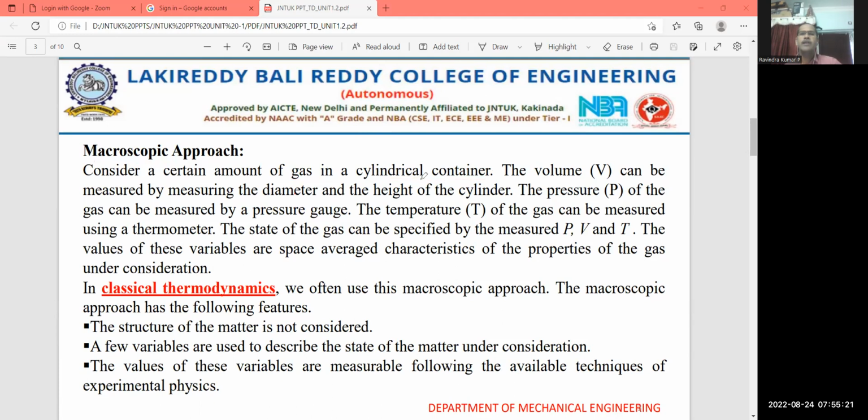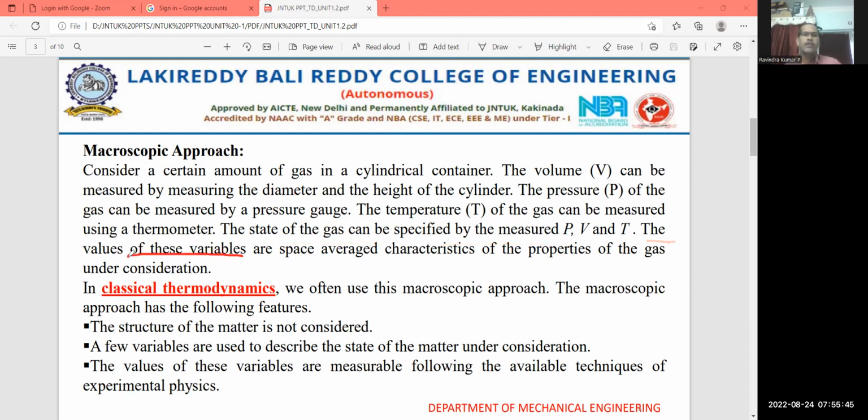A certain amount of a gas in a cylindrical container. The volume V can be measured by measuring the diameter and height of the cylinder. The pressure of the gas can be measured by a pressure gauge. The temperature of the gas can be measured by a thermometer. So, the state of a gas can be specified by pressure, volume, and temperature.